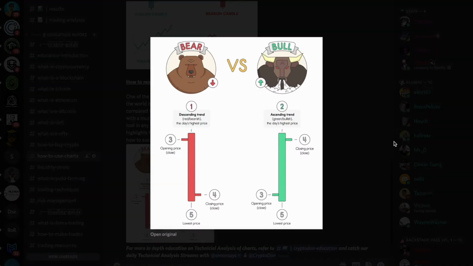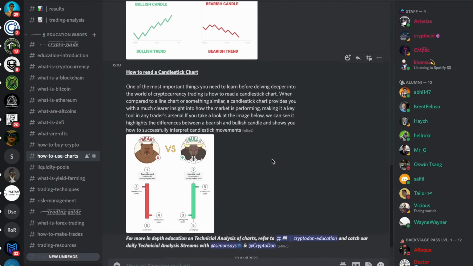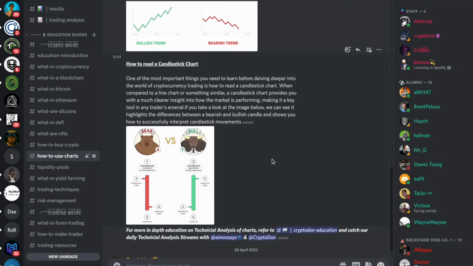So how do we read these candlestick charts, right? How do we read the closing price, the opening price, the lowest price, the descending trend, and then the ascending trend? How do we read these things? One of the most important things you need to learn about delving deeper into the world of cryptocurrency trading is how to read a candlestick chart.